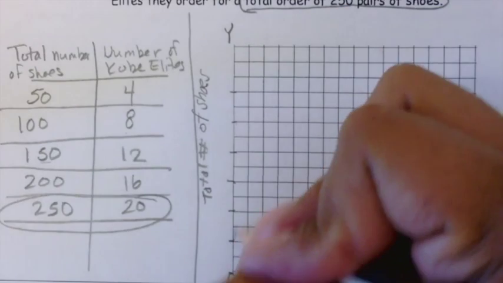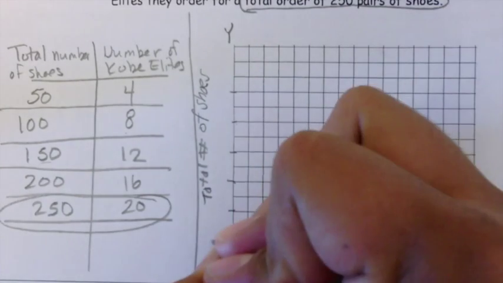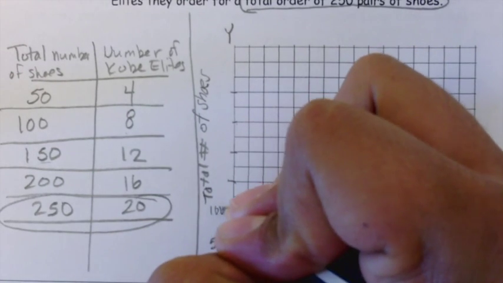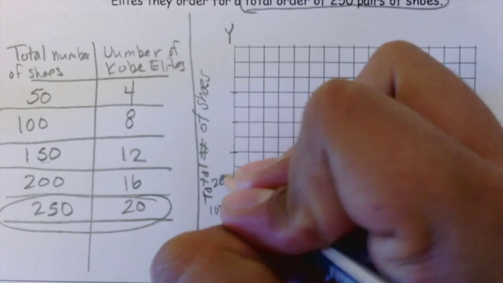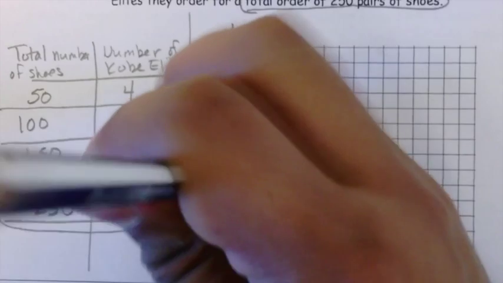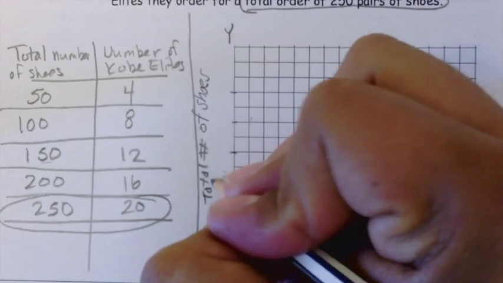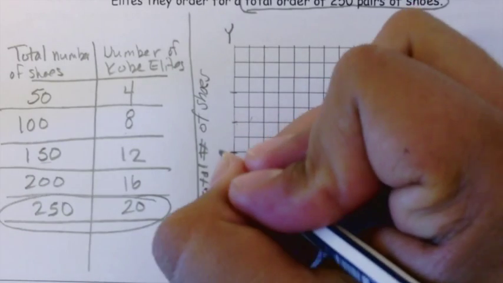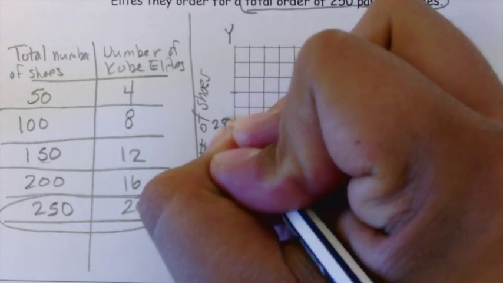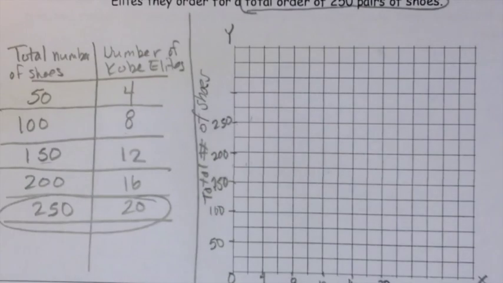For this side, going up, total number of shoes, we'll count in our increments of 50. 50, 100, 150, 200, 250. Then I correlate the numbers where they're going together.